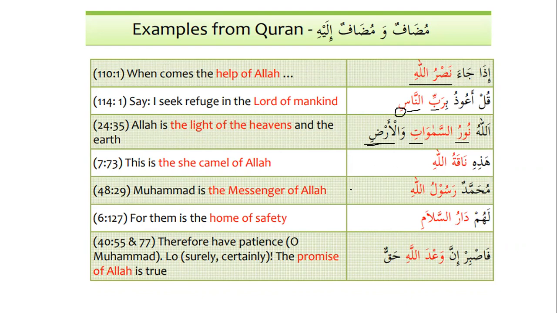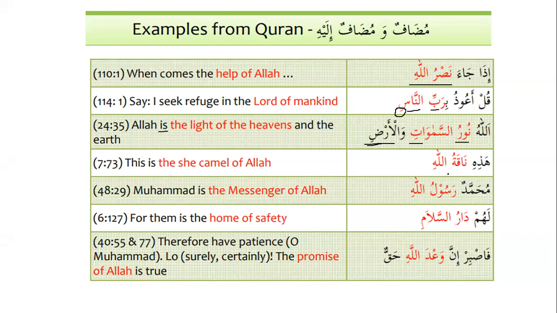Perfect. So if you remember the rule, as we have discussed, wherever we can put "is", the noun that comes before "is" will be mubtada, and the noun that comes after "is" will be khabar. So now, inshallah, I'm sure you are able to figure out.